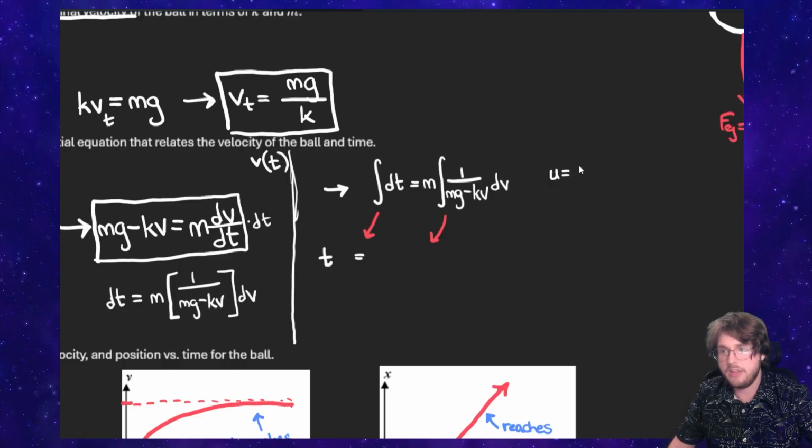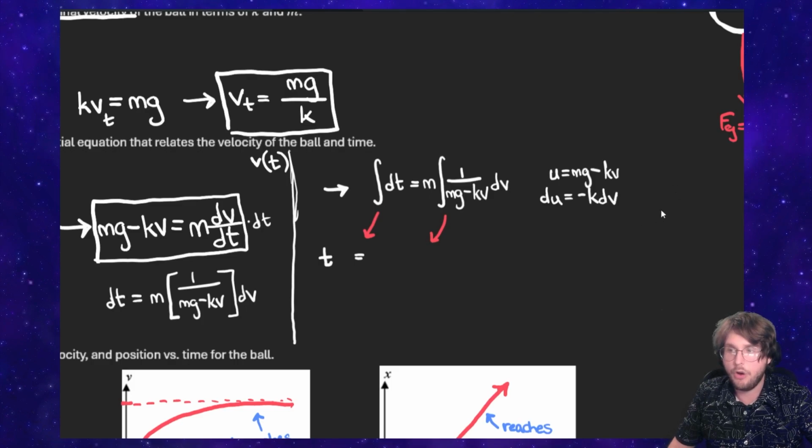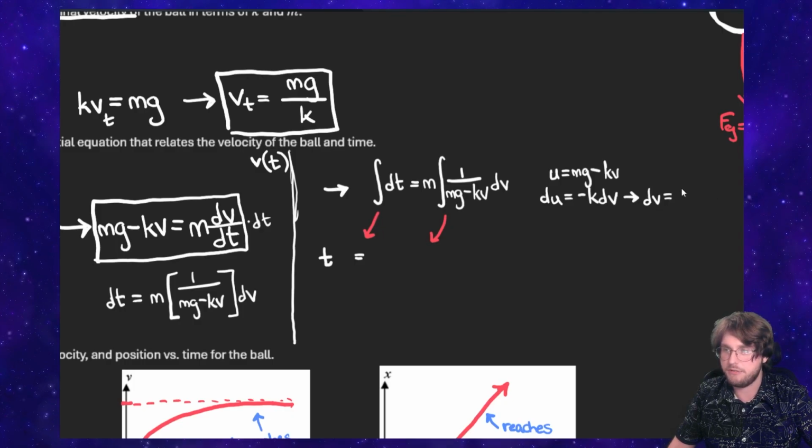So u, in this case, I'm going to treat as mg minus kv, and du is the derivative of the equation above, and that will be negative k times dv. Now, if we are trying to get everything in terms of u, then we should isolate dv and hope that we can substitute something in for it. And sure enough, we can. dv, in this case, can equal negative 1 over k times du.